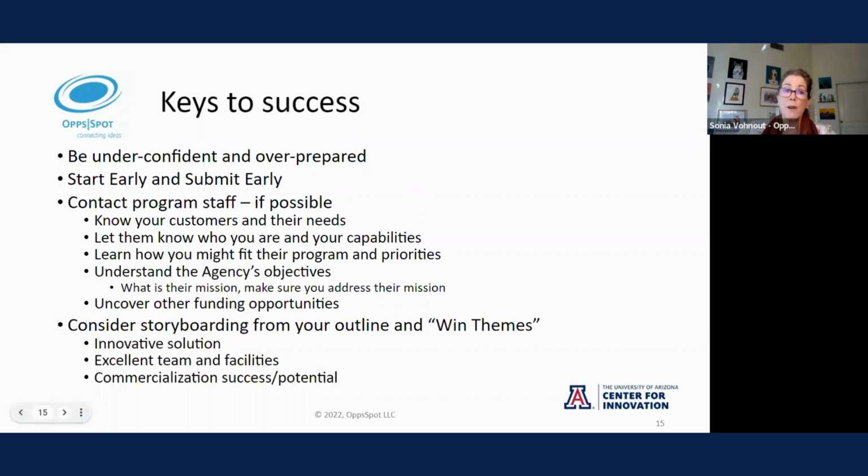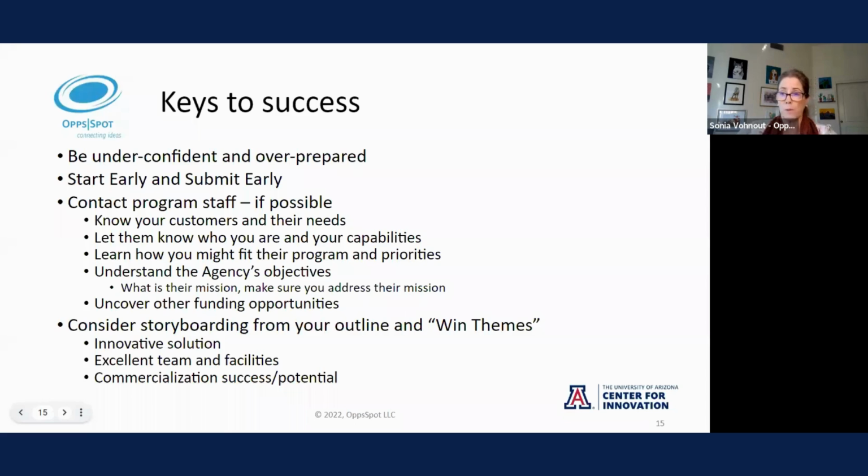Start early, submit early if you can. The platforms sometimes get overloaded and Murphy's law comes in, and then suddenly your computer crashes or theirs crashes, and none of them are going to be good excuses for you to not be able to submit. Contact the program staff early if possible. Most agencies let you speak to their topic authors, but it's important you talk early with them so that you understand that you're meeting their requirements and their needs, and you understand why they wrote that topic.